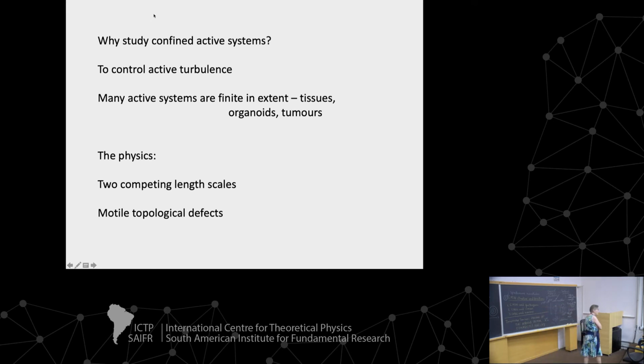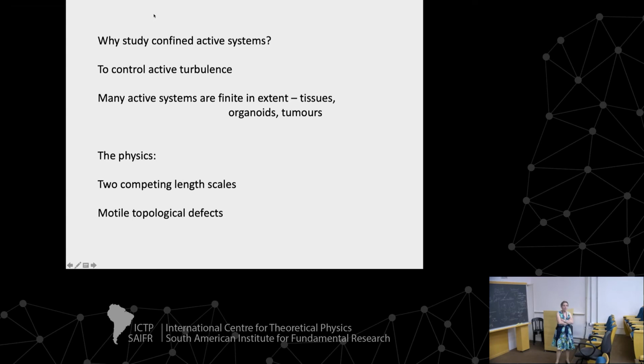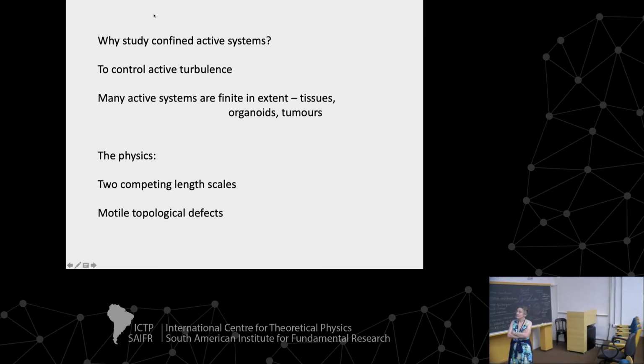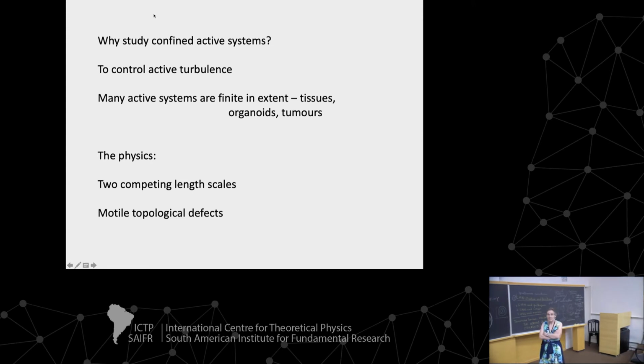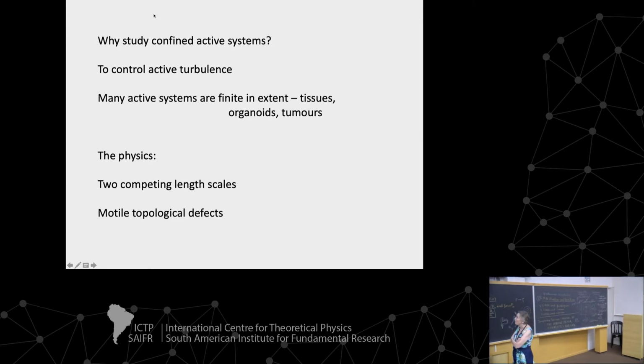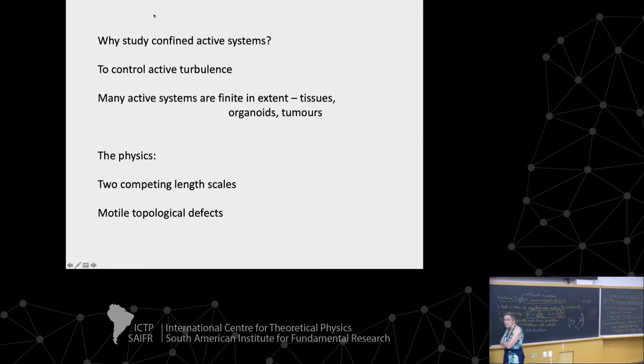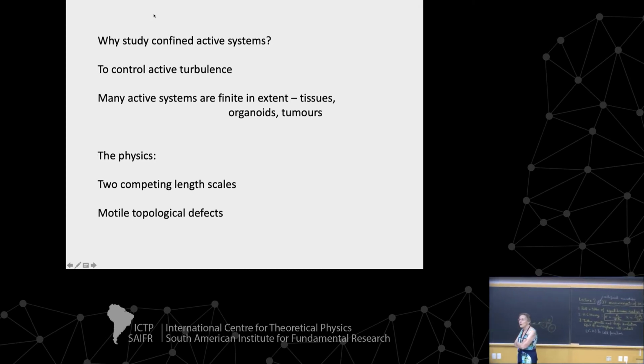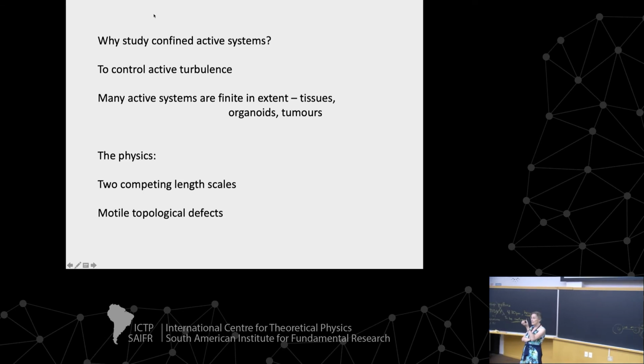So why do we care about active material in confinement? Well, first of all, it's realistic. I'm going to talk a bit more tomorrow about how things are biological systems. Some active systems are biological, and often biological materials are confined. For example, a tumor is an example of a three-dimensional confined active system.